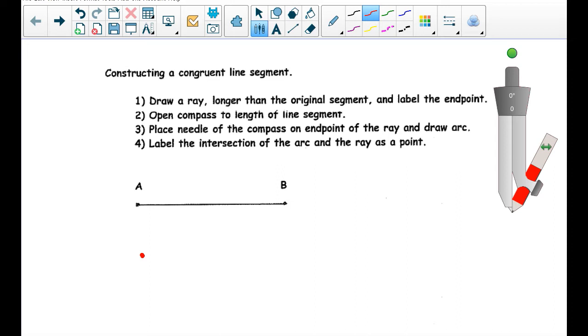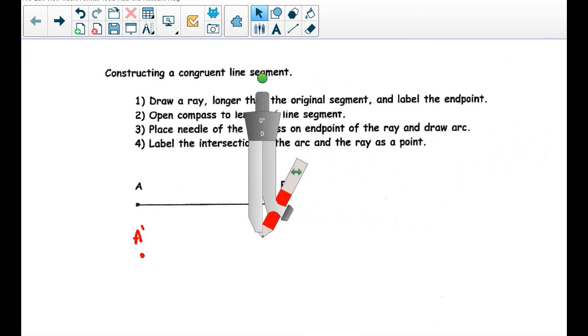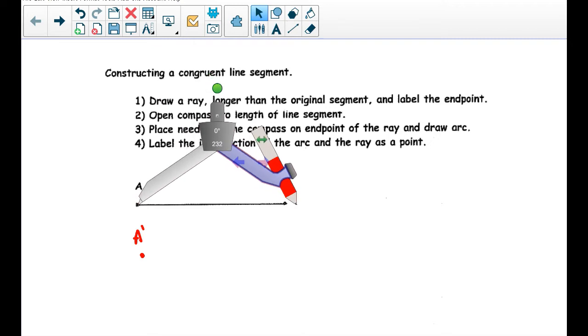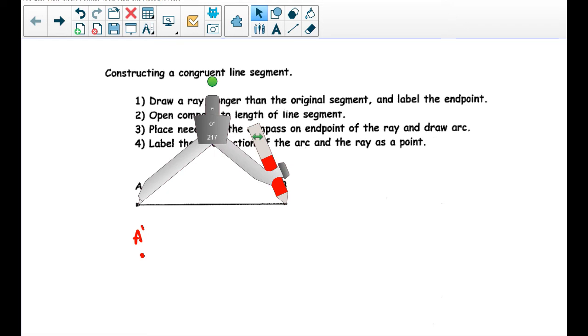And again, sometimes they may tell you make a segment XY congruent to AB. I'm just going to do A prime in this case. So that's A and A prime representing each other. So to do this, I'm going to use my compass now. I'm going to put the point on one end, and I'm going to stretch it out to the other side.